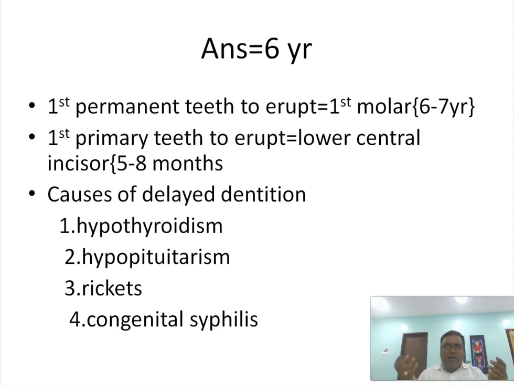Then one question may be asked: what are the causes of delayed dentition? Delayed dentition causes are, first, hypothyroidism, second, hypopituitarism, third, rickets, and another cause could be congenital syphilis. So these are the things we have to remember. If one child has no dentition by the age of 13 months, then we have to think the possibilities could be hypothyroidism, hypopituitarism, rickets, or congenital syphilis.